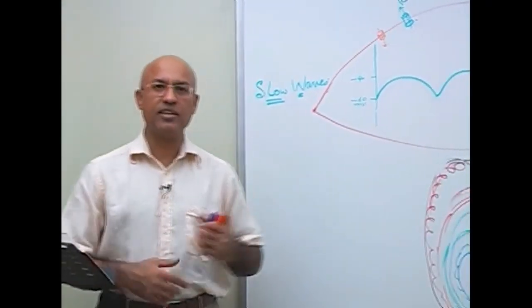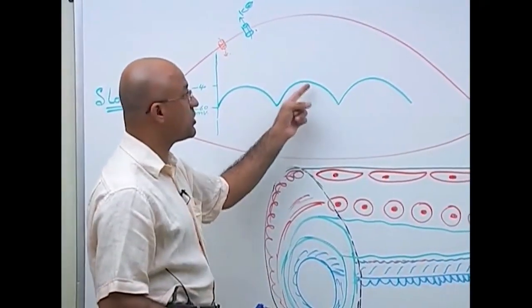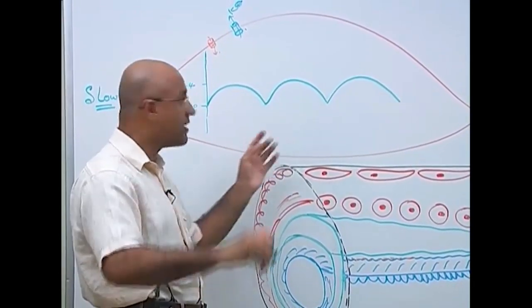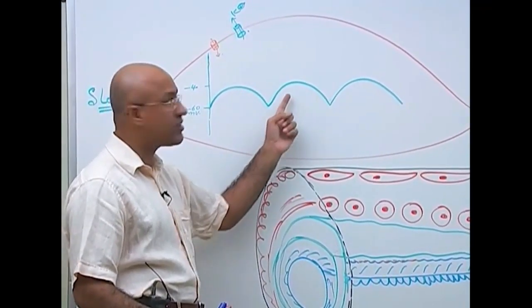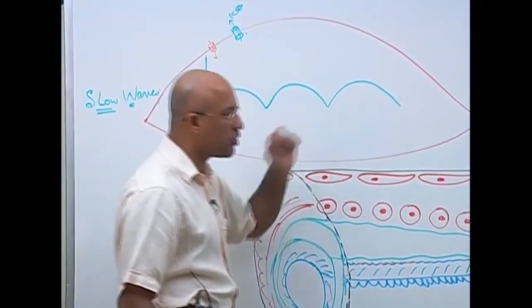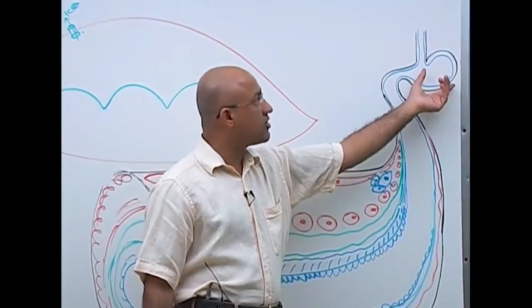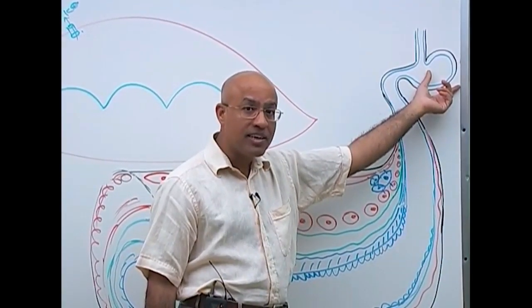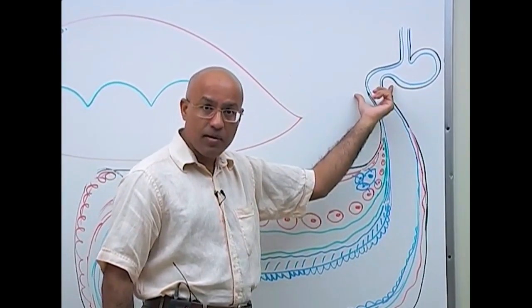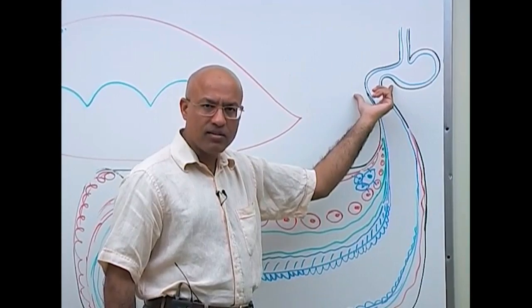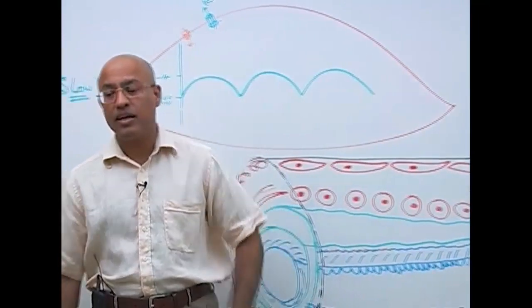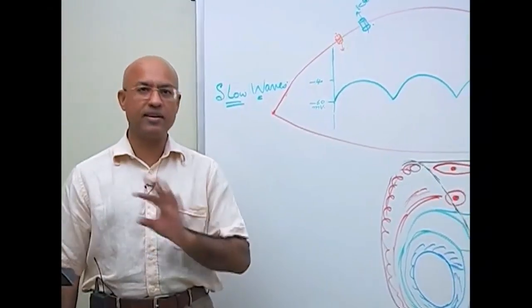Let me repeat it. In the stomach, these slow waves, which are an undulating membrane potential with repeated depolarization, repolarization, depolarization, repolarization, are produced in the stomach smooth muscles about how many times? 3 times per minute. In the duodenal smooth muscle, 12 times per minute. In the jejunum and ileum it is 9 times per minute. Am I clear?